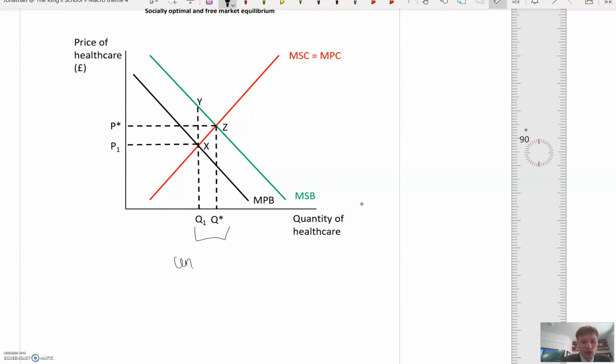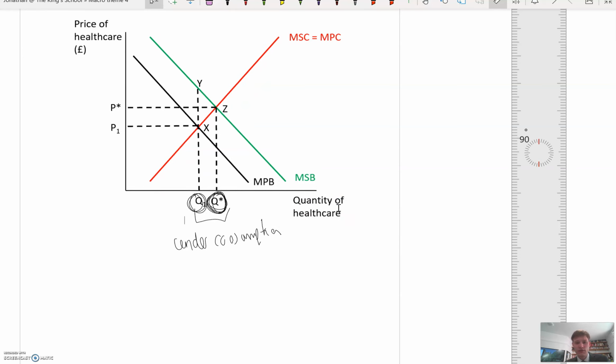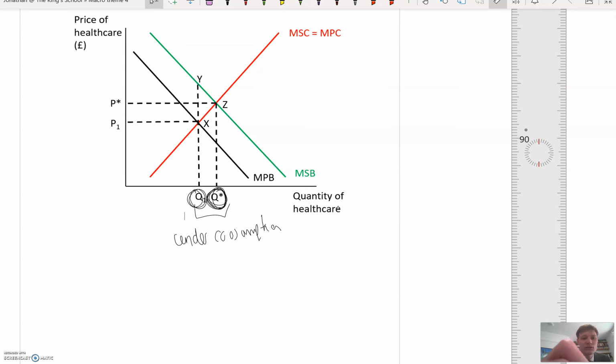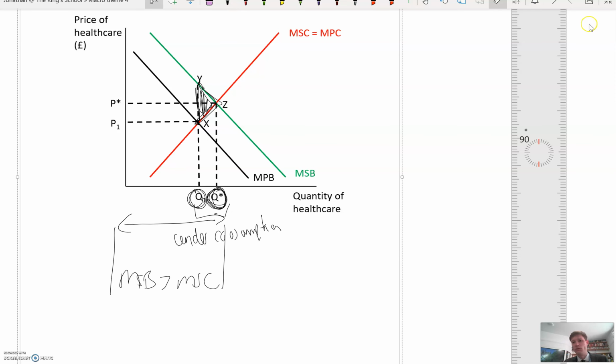Just be careful of the word there, it's not production, it's under consumption of the good. And you can see that the socially optimal equilibrium, society would want this much gym membership, but because we're self-interested, we only demand Q1. This is healthcare, but it's the same idea. And we get a potential welfare gain of all of that. That is what would be gained if we continue to consume more. You notice that the marginal social benefit is greater than the marginal social cost all the way up to Q star. We should be consuming all of those goods.